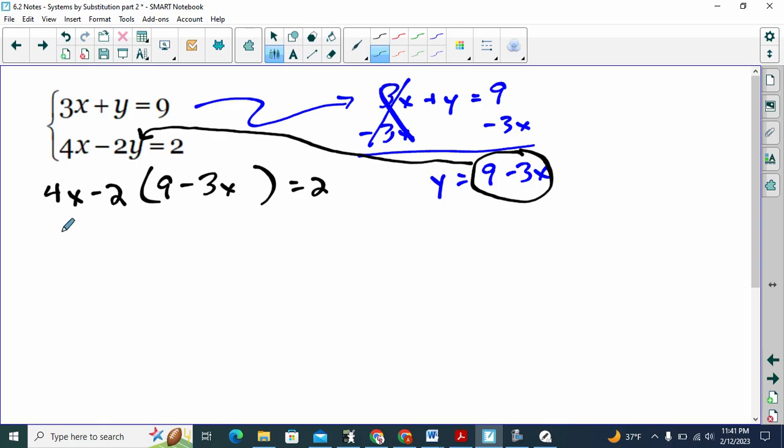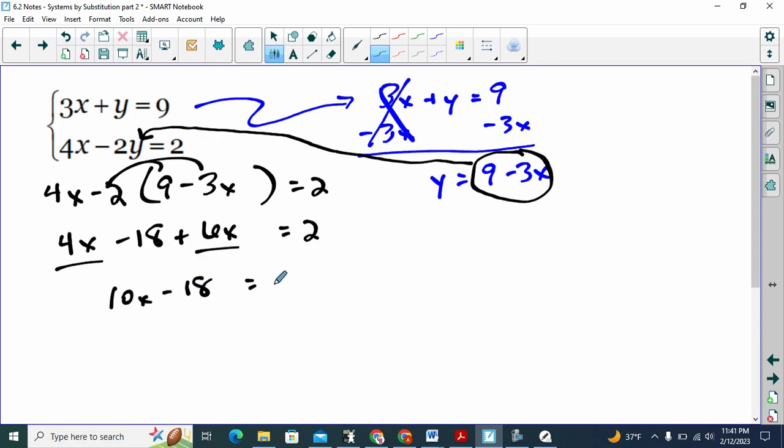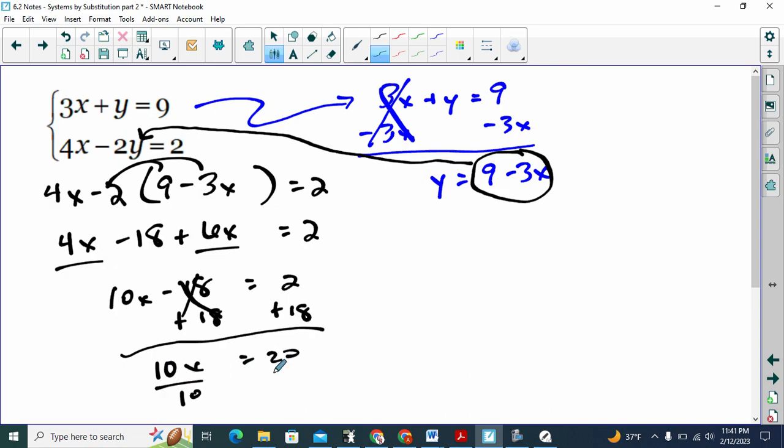And now this equation looks almost exactly like any of the others. It's 4x, distribute, minus 18, negative times negative, that's positive. Combine up your like terms. Add 18. Divide by 10. And I know I'm flying through this. We've done this part a bunch. This is the new stuff up here in blue.